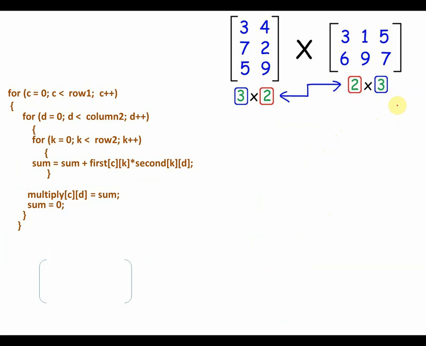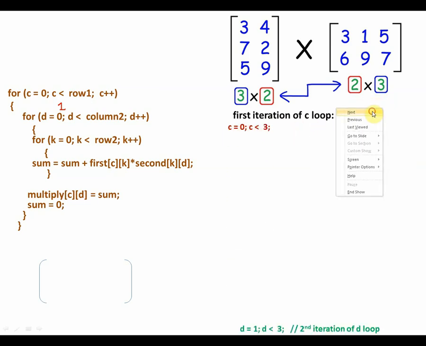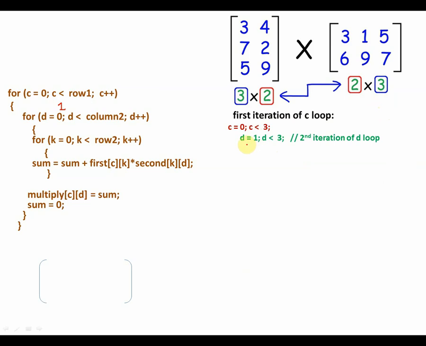Now in the next part, when D is 1, let us see what exactly happens. We are still in the first iteration of the C loop, remember that. So C is still 0 only, but D is now 1. This is the second iteration of the D loop. So is 1 less than 3? This is the condition check required for the for loop. Yes, 1 is less than 3. So you execute what is inside the D for loop. That is this K for loop. So let us execute that.